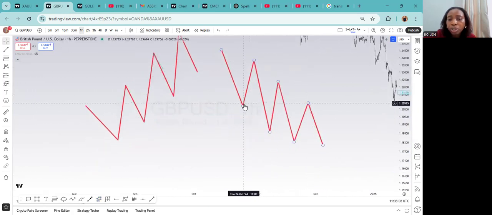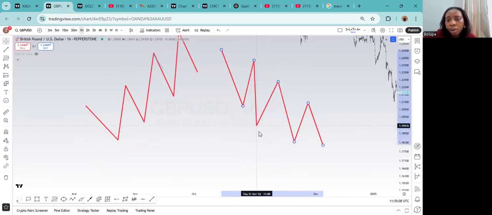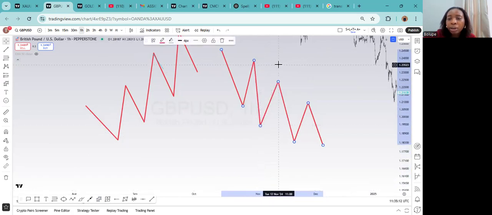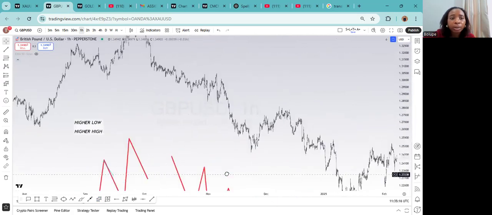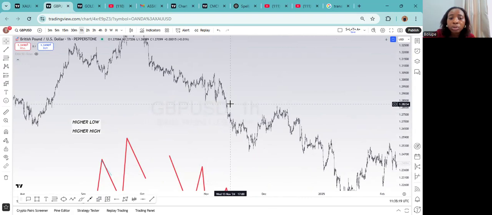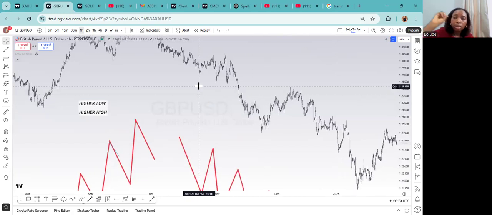So this low is low, but this one is lower than this one, so that makes it a lower low. And that's how you identify a valid up and down trend. So what we're going to do without using time frames or anything, I think that's in the third video.